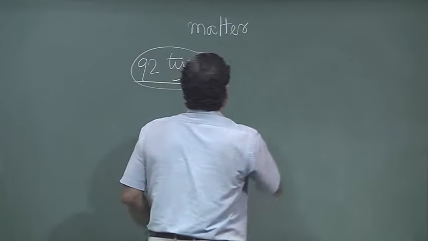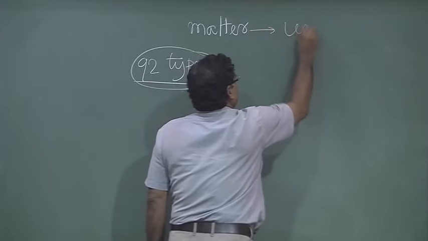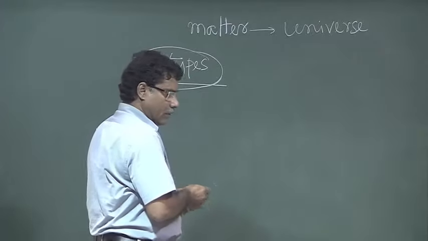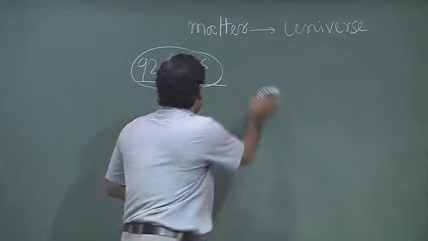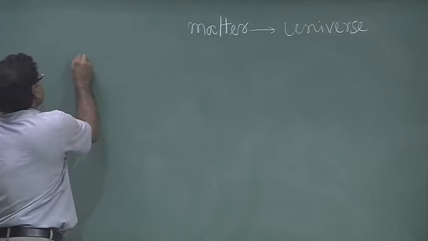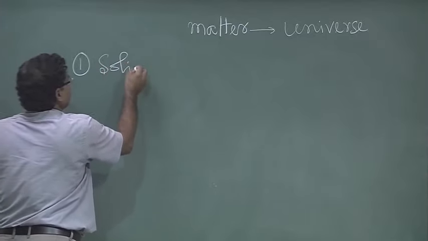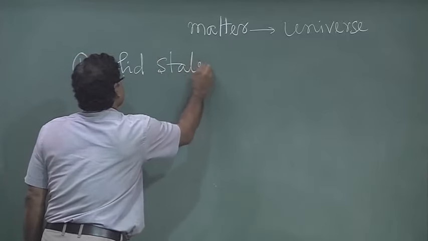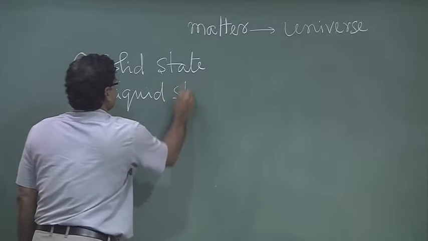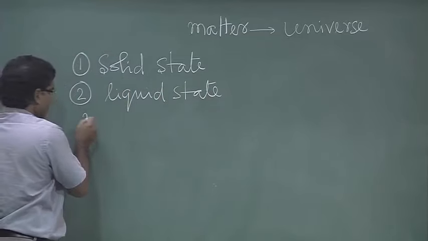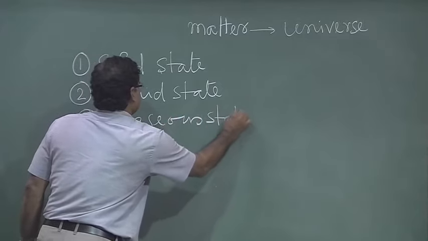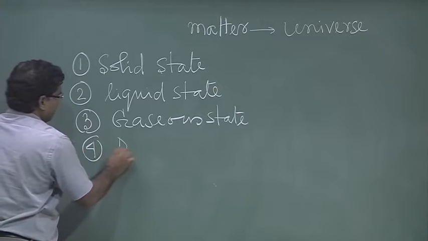So matter in the universe is found mainly in four types, or in four states. So it's a solid state. Matter is found in solid state. Then it is found in liquid state, gaseous state, and plasma state.